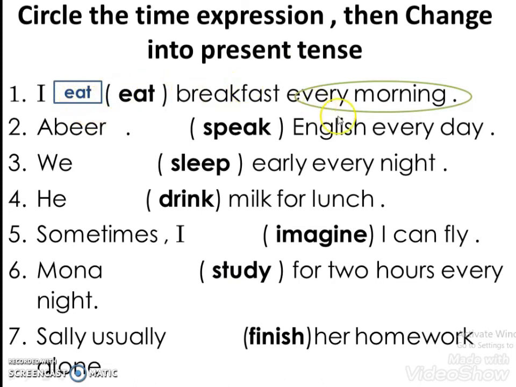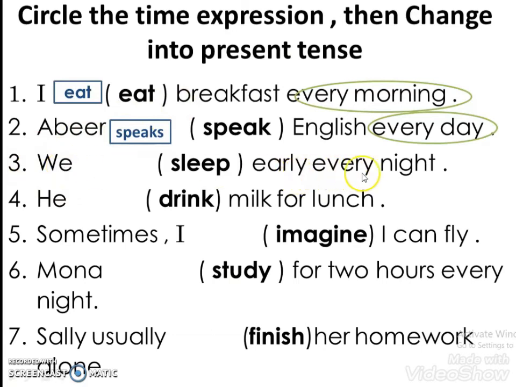Abir speaks English every day. Where is the time expression in this sentence? The time expression is every day. So every day is the time expression, and we are going to change now the action verb speak. We look at the subject of the sentence. Abir is a singular noun. So what should I do? Abir speaks. We add an s.